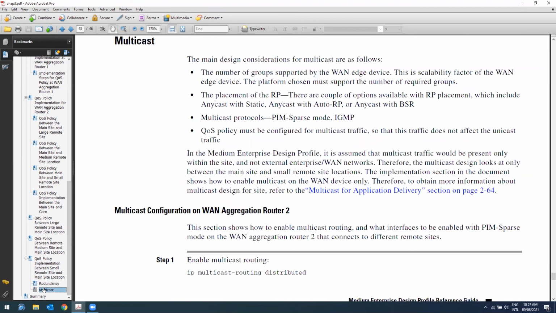And then you have multicast. Okay, the main design considerations of multicast are as follows. The number of groups supported by a WAN edge device. This is a scalability factor of the WAN edge device. The platform chosen must support the number of required groups. The placement of the RP. There are a couple of options available with RP placement, which include anycast with static, anycast with auto-RP, or anycast with PIM-SM. Multiple protocols. And QoS policies must be configured for multicast traffic so that the traffic does not affect the unicast traffic.